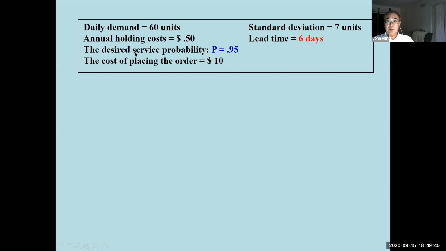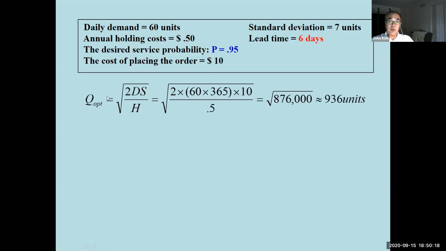So given this service probability level, this is what we use to find the order quantity. The order quantity is the same, whether it's a Bayesian model or a safety stock model. The reorder point is different. So when we find the reorder point, we should use the safety stock model. Anyway, order quantity is the same either way.